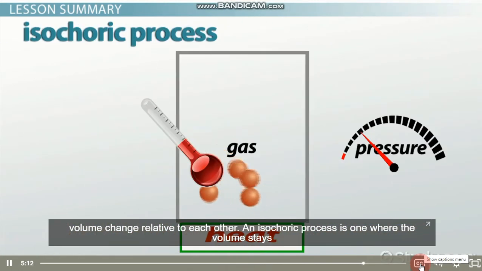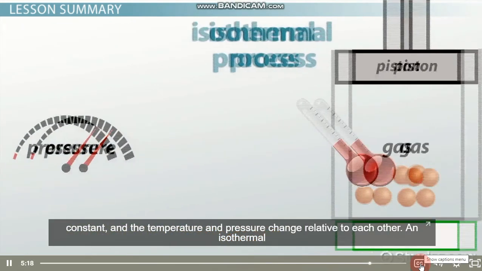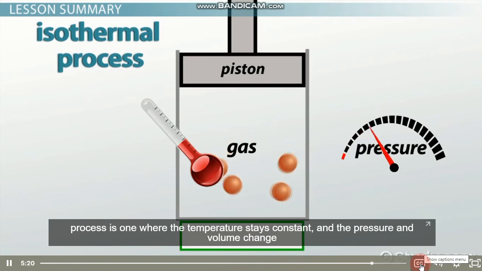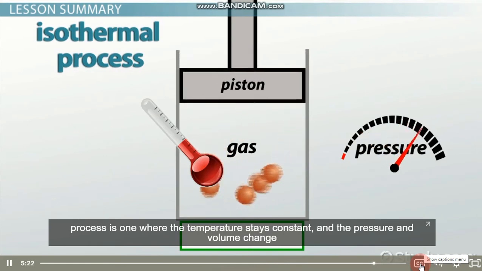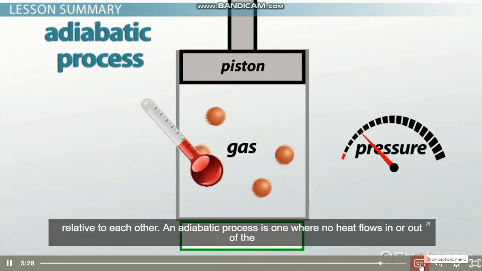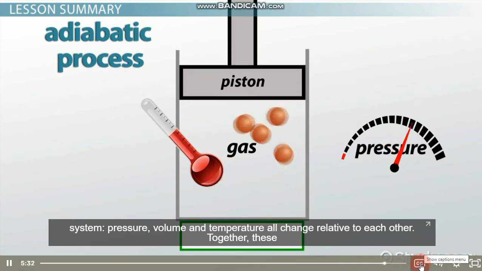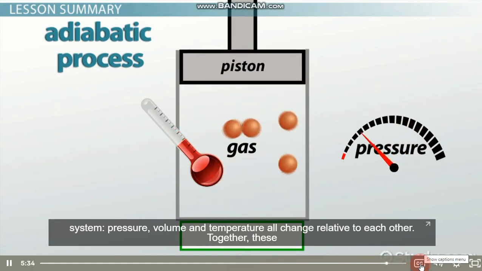An isochoric process is one where the volume stays constant and the temperature and pressure change relative to each other. An isothermal process is one where the temperature stays constant and the pressure and volume change relative to each other. An adiabatic process is one where no heat flows in or out of the system. Pressure, volume, and temperature all change relative to each other.